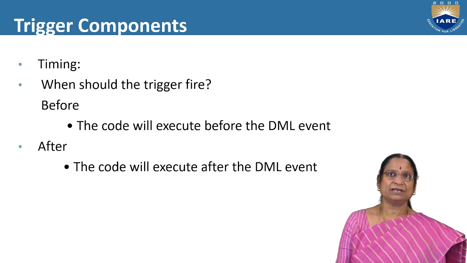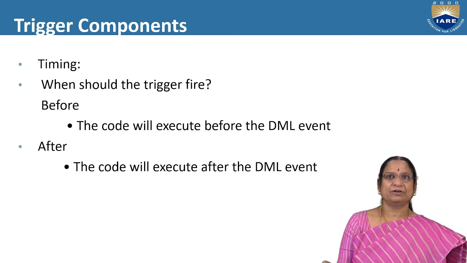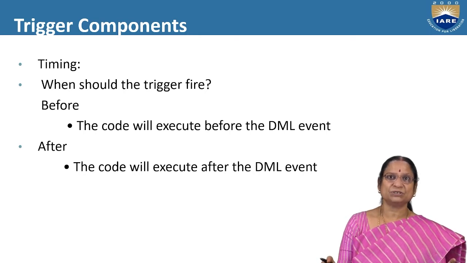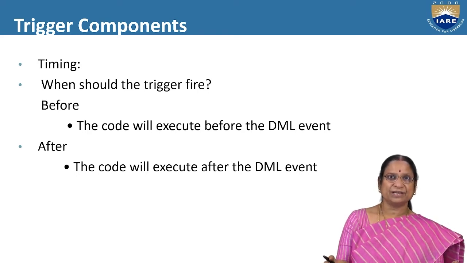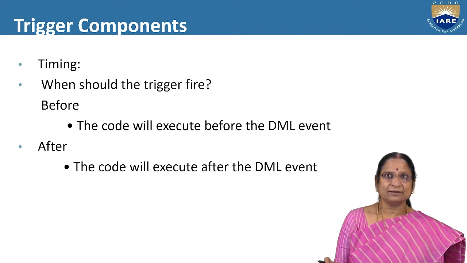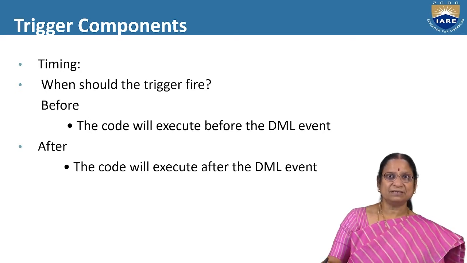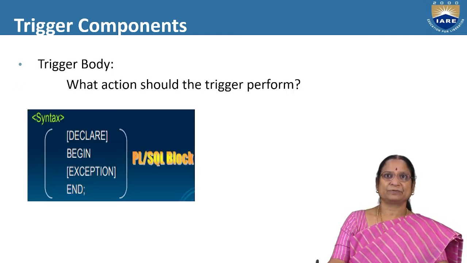The next component of a trigger is timing. Timing is when the trigger should get fired. When any event occurs, the trigger will fire. Whether the trigger should fire before the event or after the event, that is the major timing related concept. So timing means the second component, when the trigger should get fired. There are two options, before and after. Before means the code will execute before the DML statement or DML event occurs. After means the code will get executed after the DML statement is implemented.